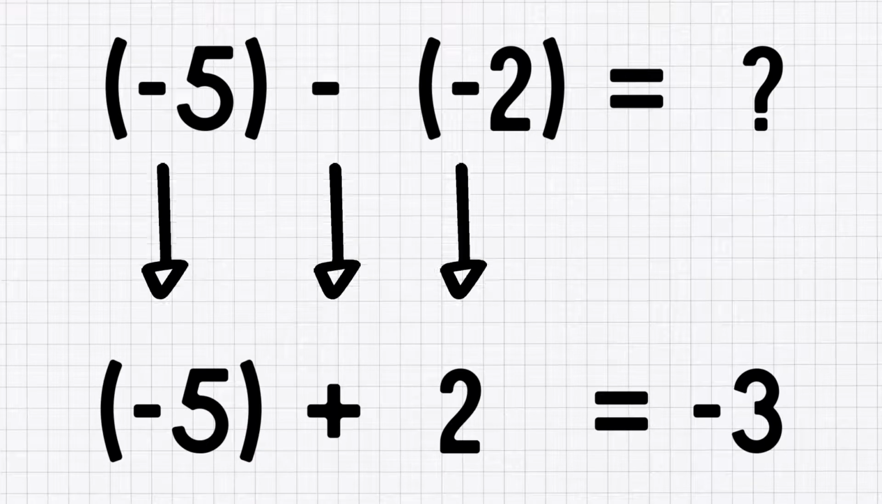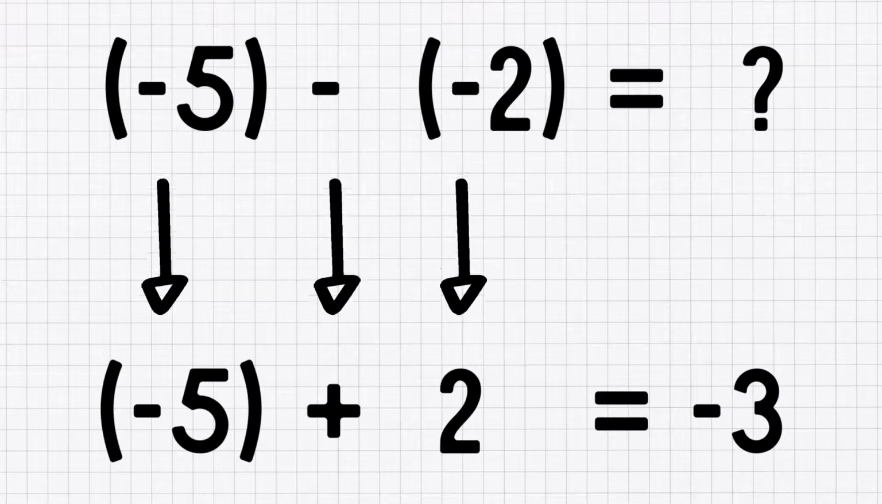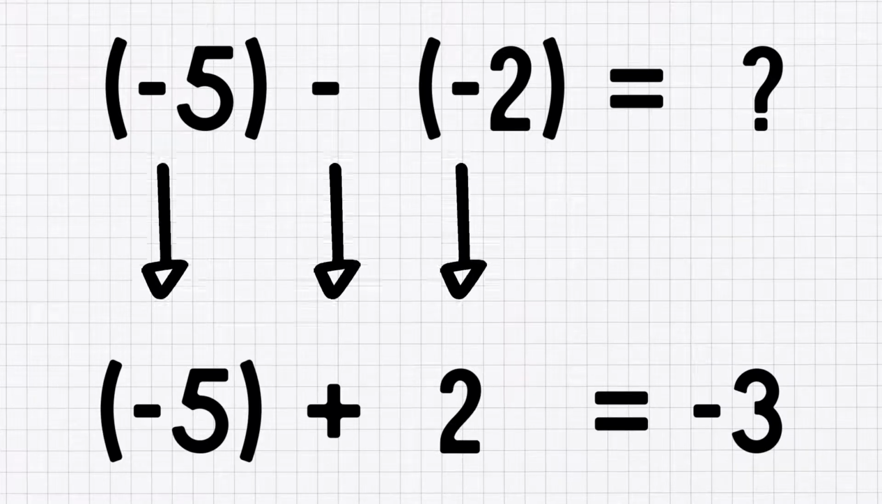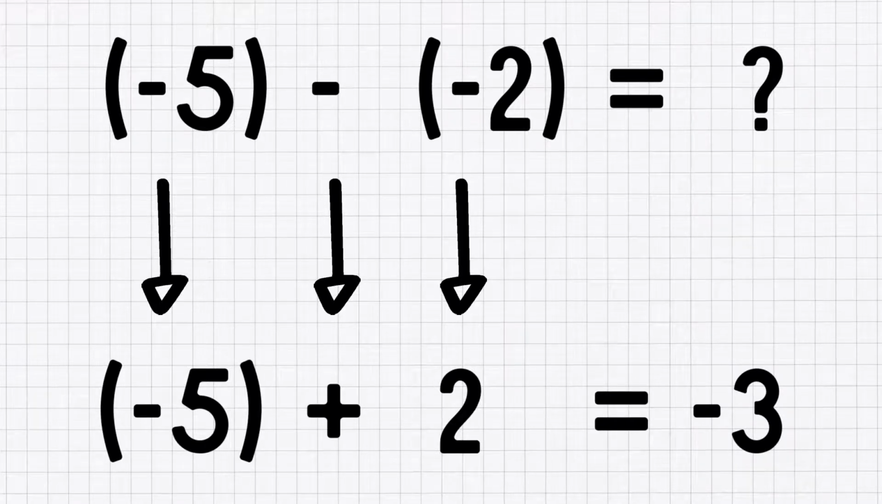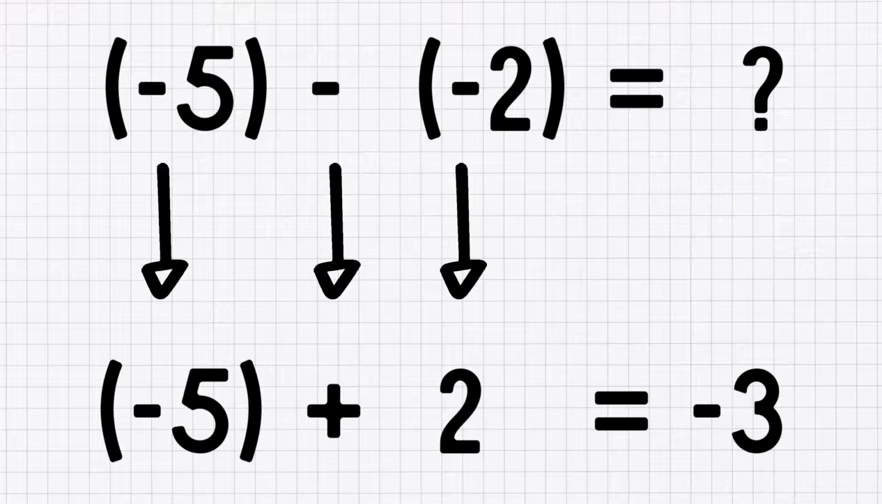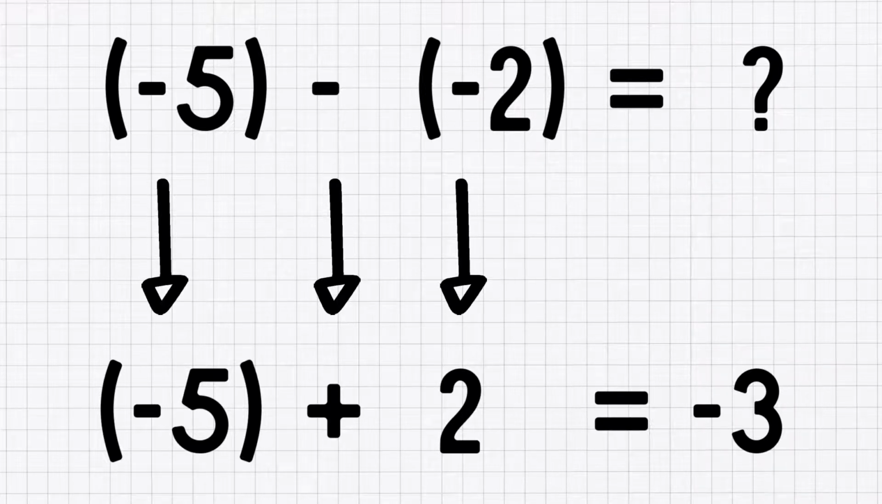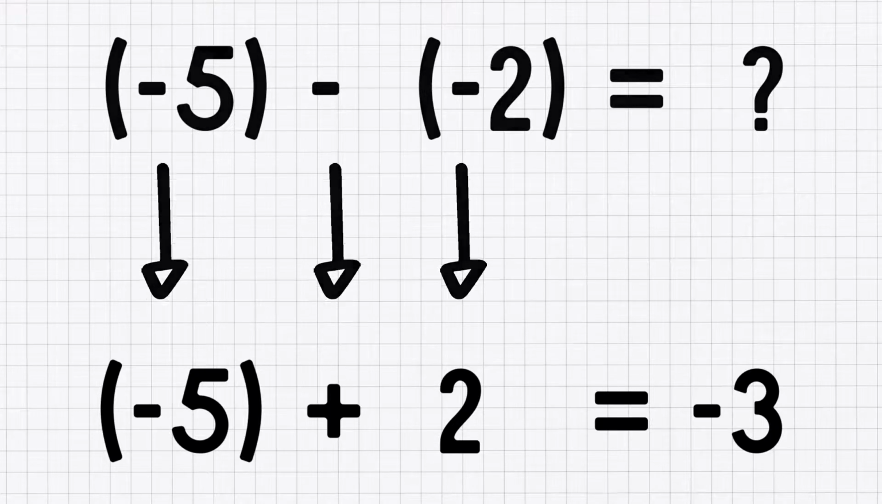Next example, we have negative 5 minus negative 2. Same process. Copy the first number. We have negative 5. Change the operation to addition. So we have plus and get the opposite of the second number. The second number given is negative 2. Therefore, its opposite is positive 2.